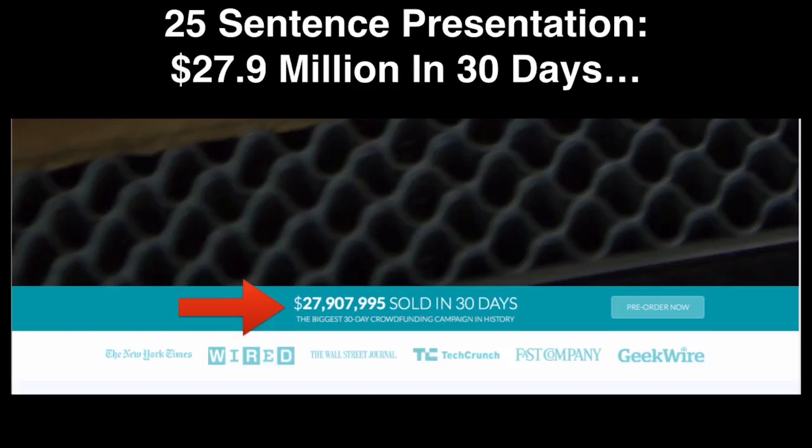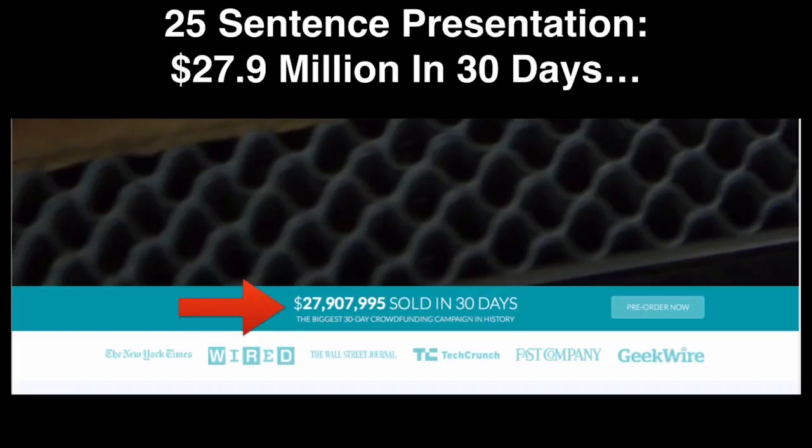So a few months ago, a startup launched a crowdfunding campaign for their 3D laser printer, and they sold, get this, over $28 million in pre-orders of that printer in just 30 days. And they did it using a sales presentation that was just 2 minutes and 59 seconds long. And the transcript from that video was only 25 sentences. Holy smokes. So I absolutely have a copy of that video and those 25 sentences in my little black book, and I'm going to give those to you as well.